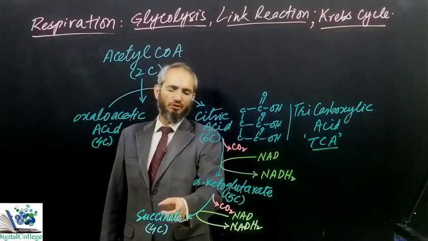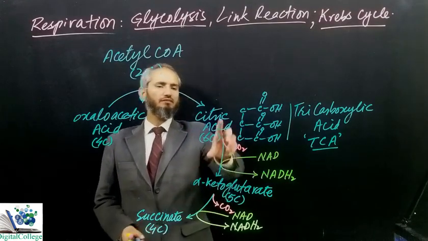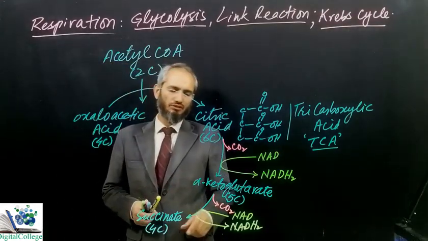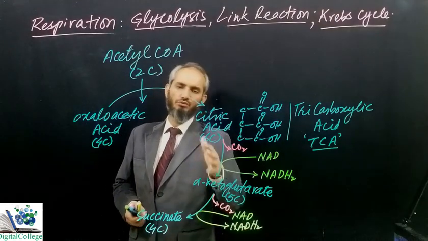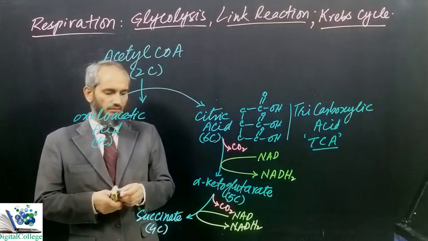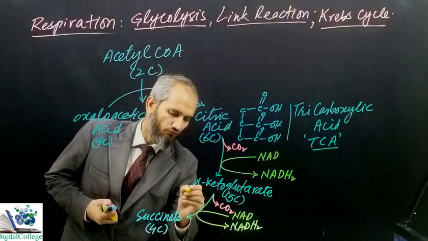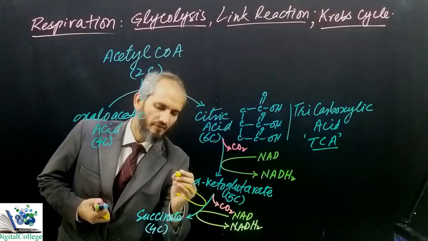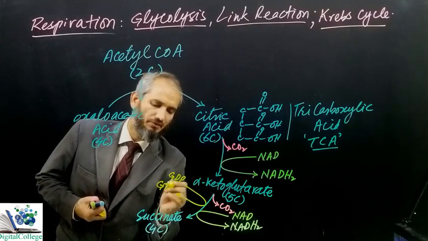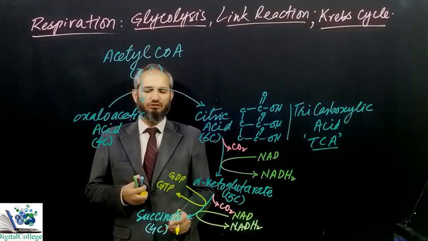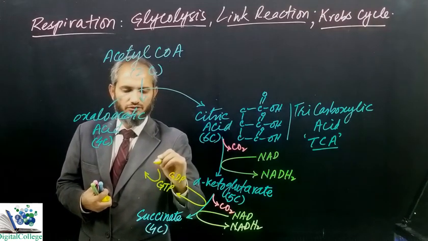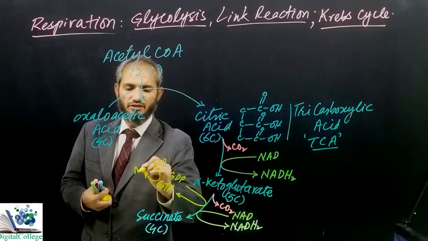Now, this oxidation process is more exergonic as compared to this oxidation process. So, what happens during this oxidation process? A lot of energy, almost equal to 3 ATP, is stored in NAD, and along with it, there is some energy given out in the form of this. GDP is changed into GTP. Guanosine diphosphate is changed into guanosine triphosphate, which later on will be used for the conversion of ADP into ATP.